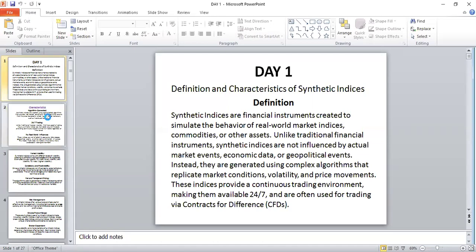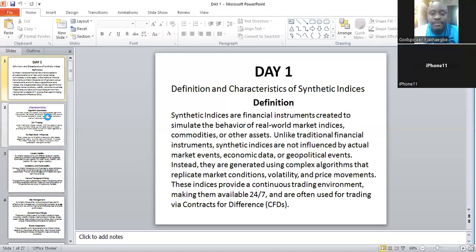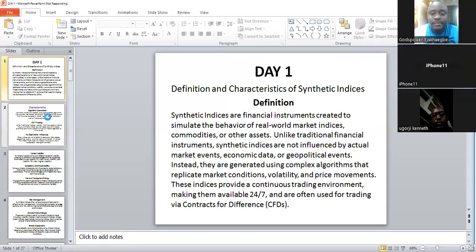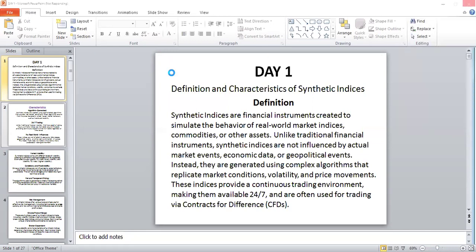Now, under that, we have some characteristics of it, and the characteristics are so numerous. What are the characteristics? They are algorithm generated. It was with the help of algorithms that synthetic indices were generated. Because they are generated, that's what makes it very, very easy.